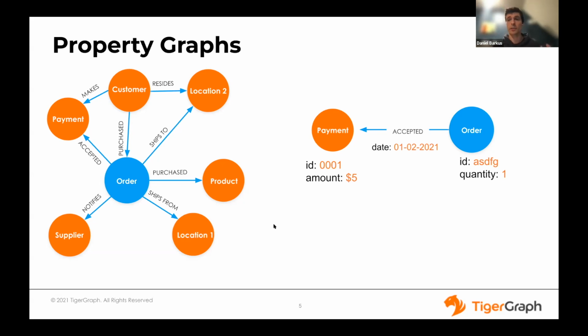In addition, there are different types of graphs. The main graph that we'll be talking about in this is a property graph.